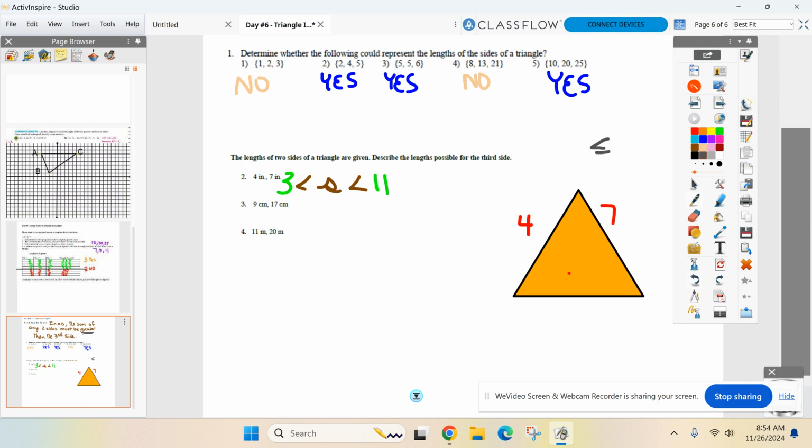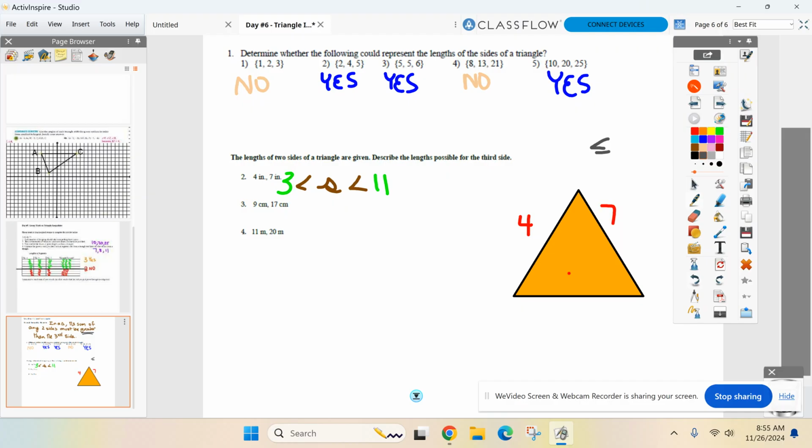What sides did you start out with? What are the two sides I gave you? 4 and 7. What ended up being the sides that had to be in between then? 3 and 11. How can I go from 4 and 7, the given sides, to the ends of the inequality there, 3 and 11? Subtract them, you get 3, and add them, you get 11. So that's how we're going to get a lot quicker to figure out what the sides are in between.